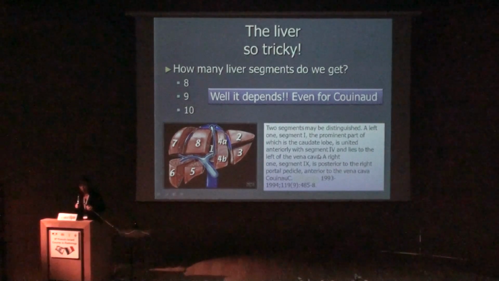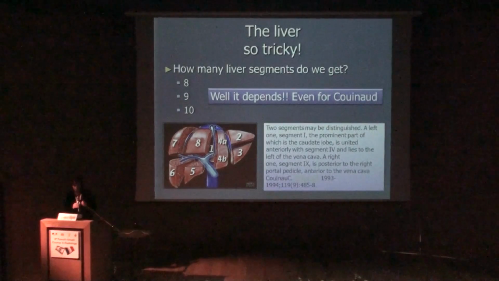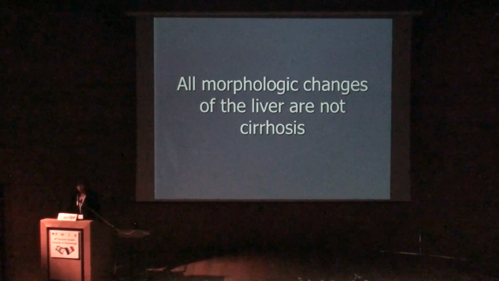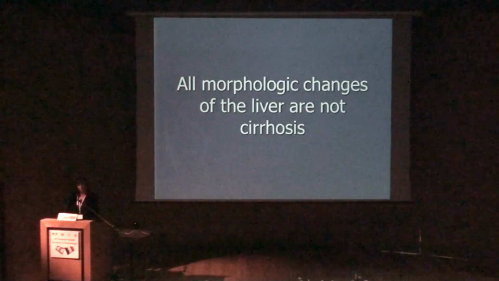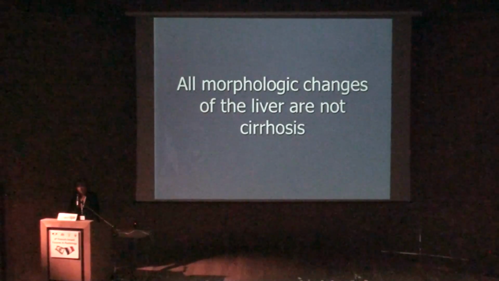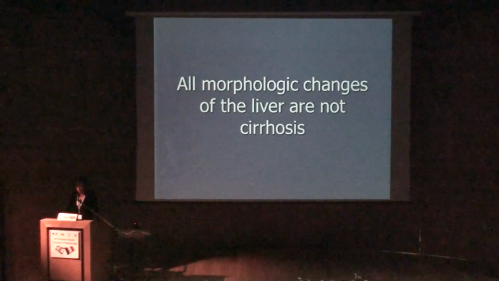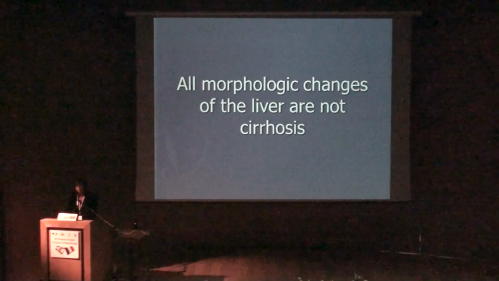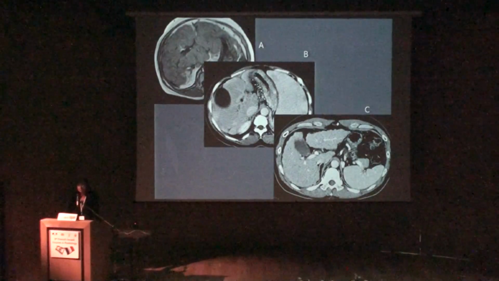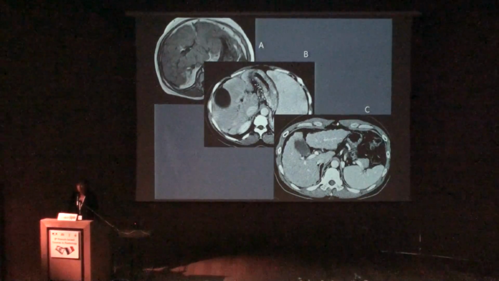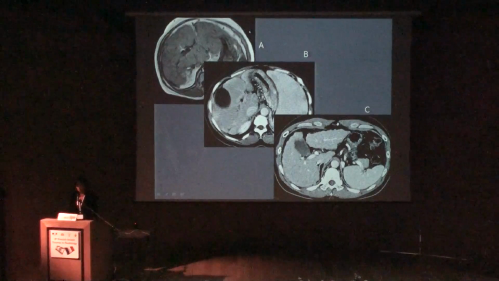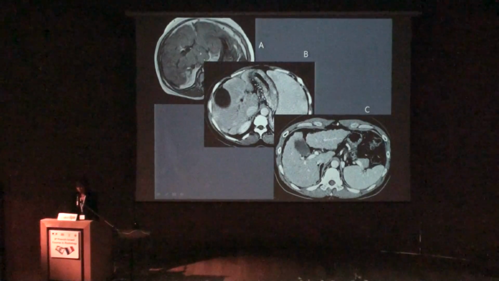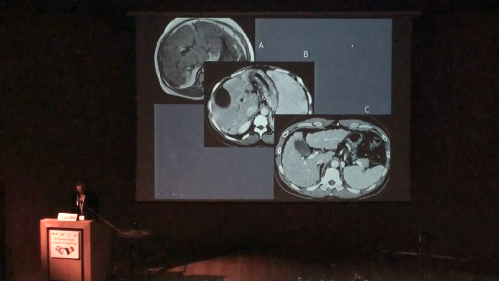So I don't want to go so much into details regarding liver anatomy, which is a topic I like very much, but have decided to focus on 3 different issues. The first one being that all morphological changes in the liver are not related to cirrhosis, and I'd like to give you some clues about that. Let's see these 3 different images, patients A, B, and C. All 3 show morphological changes of the liver. You agree? Which one is a cirrhosis?